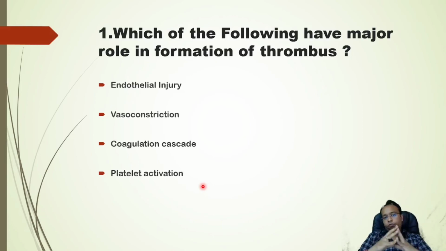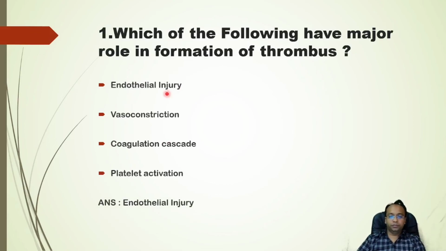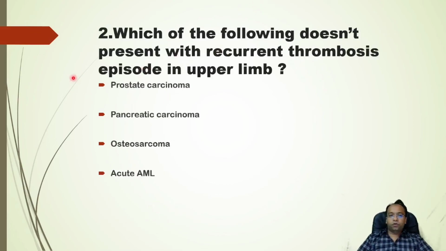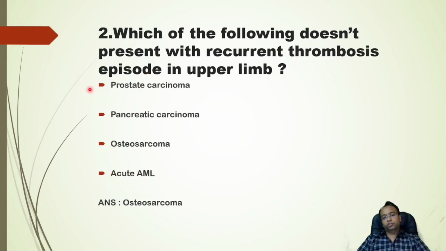Which of the following has the major role in thrombus formation? Endothelial injury, vasoconstriction, coagulation system activation, platelet activation. All factors are important, but the most important one is endothelial injury in Virchow's triad. So the answer is endothelial injury. Which of the following does not present with recurrent thrombosis episodes in the upper limb? Prostate carcinoma, pancreas carcinoma, osteosarcoma, or AML? So the answer is osteosarcoma. The rest of the three malignancies can lead to thrombus formation, right? These cancers are associated with thrombus formation: prostate carcinoma, pancreatic carcinoma, and acute myeloid leukemia.